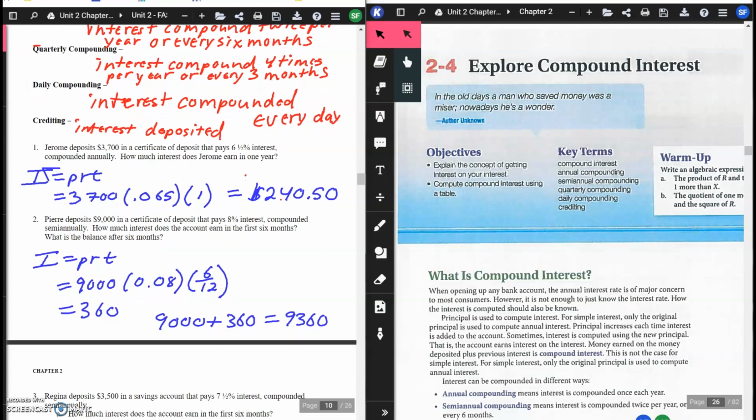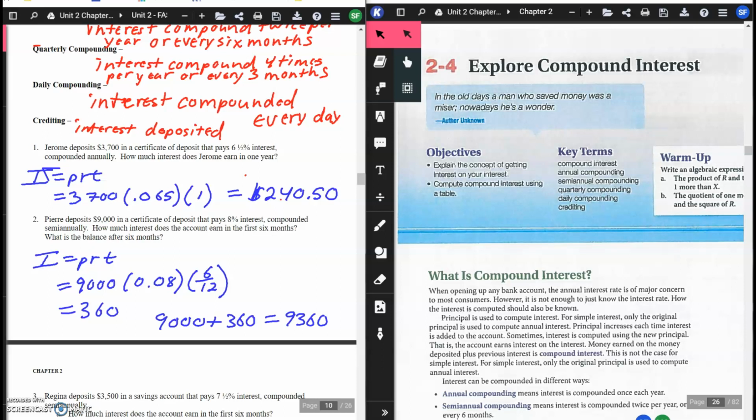Example 1 says Jerome deposited $3,700 in a certificate of deposit that pays 6.5% compounded annually. How much interest does Jerome earn in 1 year? We're going to use our simple interest formula, which is I equals PRT, where I is your interest, P is your principal, R is your rate, T is your time in years. So 3,700 times 0.065 times 1 gives you $240.50.